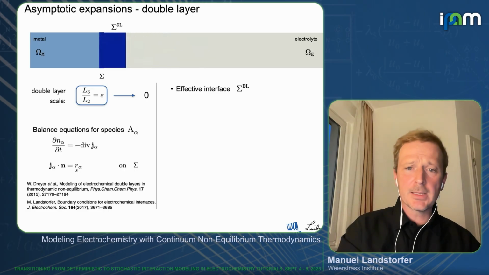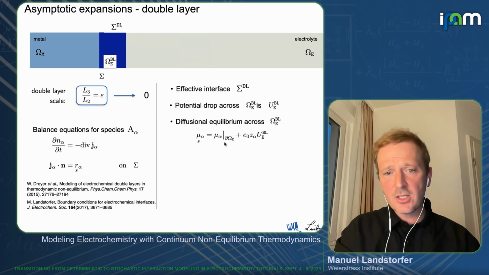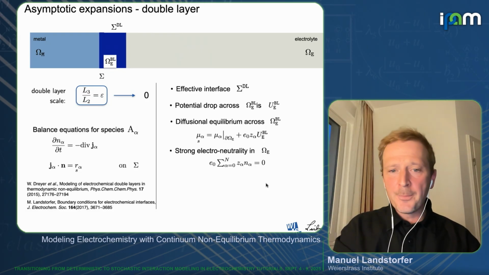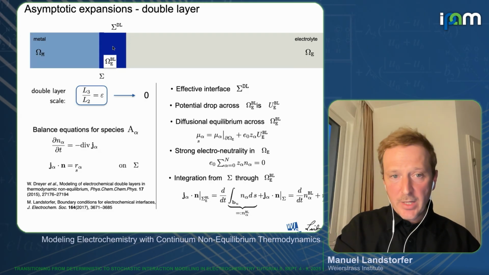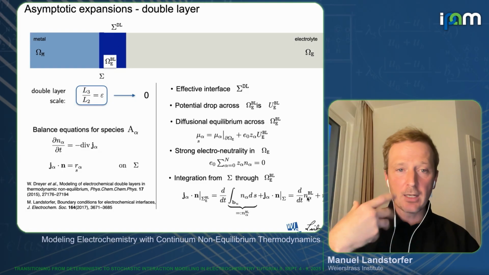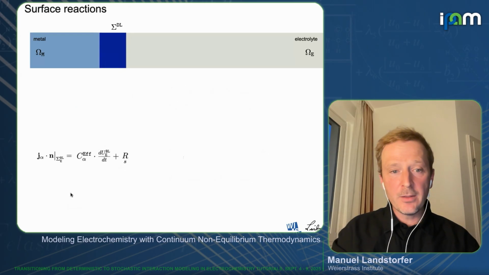effective new boundary conditions, which give you, for instance, the potential drop across the space charge layer, diffusional equilibrium within this new interface, strong electroneutrality outside of the space charge layer, and new boundary conditions which capture surface reactions. This is here, this guy, and also variations of the space charge layer, which is this guy. This can be done in a mathematically sound and rather general way. So this is basically these two papers here.